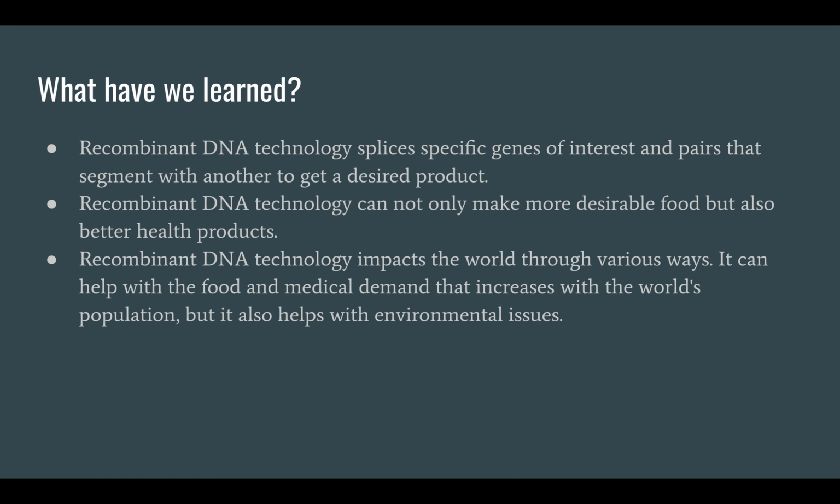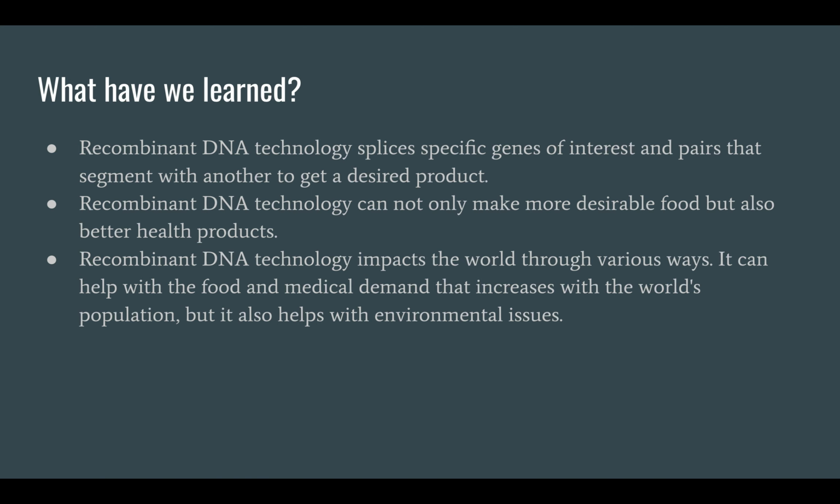So this is a conclusion of what we've talked about and what we have learned. So recombinant DNA technology, we learned that it splices specific genes. It takes the desired traits of genes and it pairs them with other segments to get the desired product, the product we're wanting in the end. Recombinant DNA technology can not only make more desirable food, but it also can put out better health products and eventually indirectly make them more affordable.